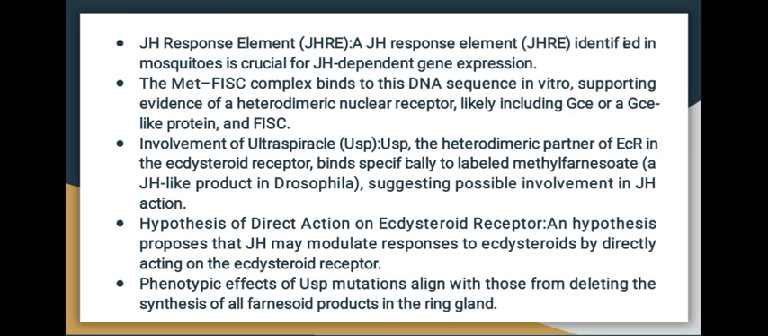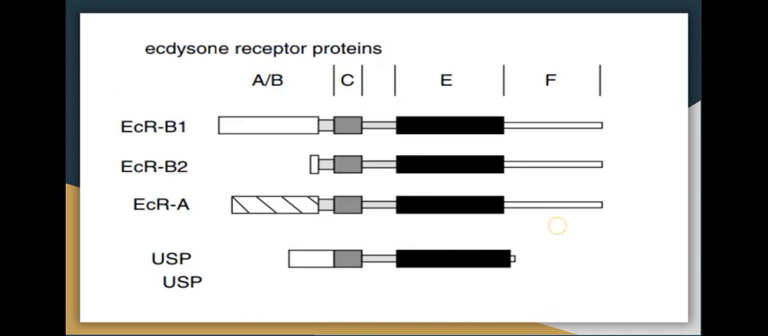Involvement of ultraspiracle. USP, the heterodimeric partner of ECR in the ecdysteroid receptor, binds specifically to labeled methyl farnesoate. We mentioned this USP in this figure.